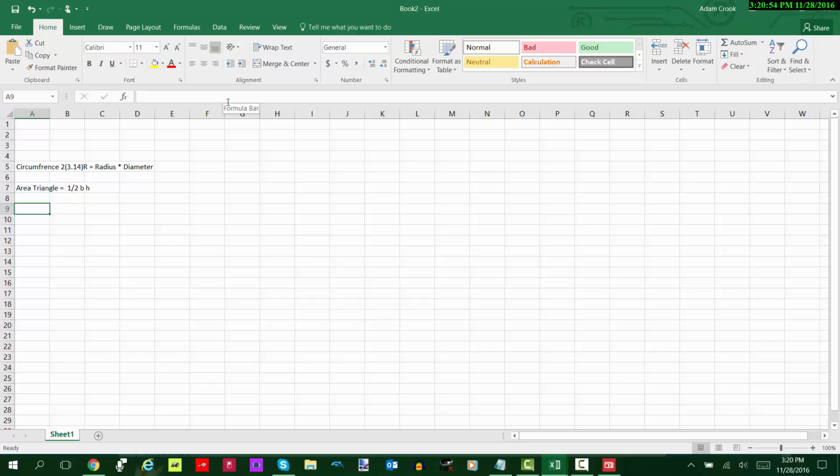Basically, we're trying to find the area of a 60-degree triangle. I've already found the area of a 90-degree triangle, which is a quarter. 60 degrees is about how much of a triangle? About 2/3? Yeah, so it's 2/3, about 0.66 something. So 0.667.